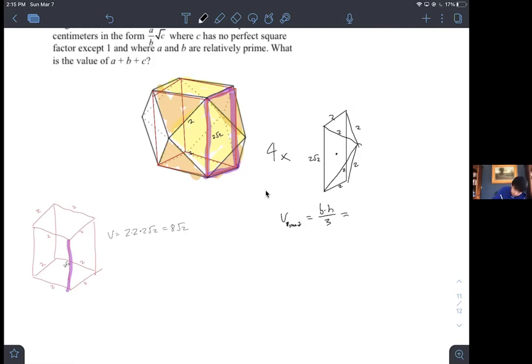And we know the base is 2 times 2 root 2. So this is equal to 4 root 2 times h over 3. So we're just left to find this height, which is h. And so how do we find h? Well, this is going to start getting a tad complicated. We can use the Pythagorean theorem on this triangle.